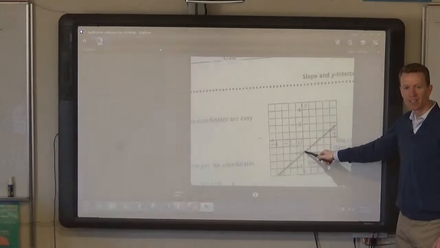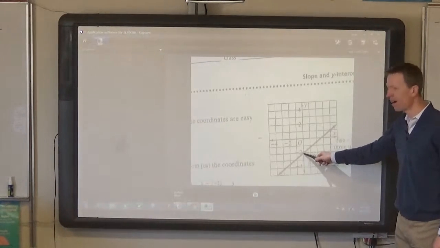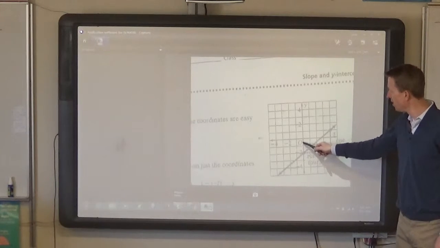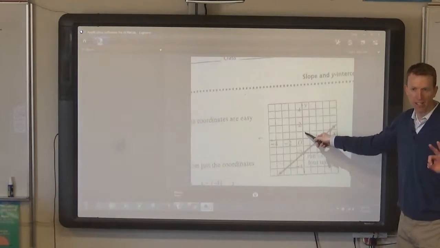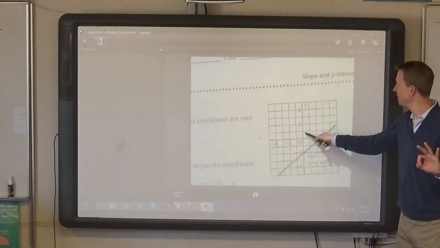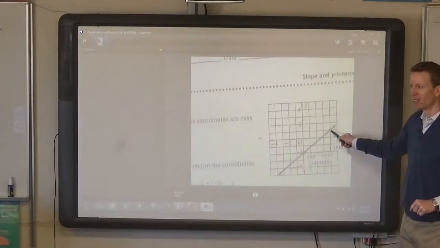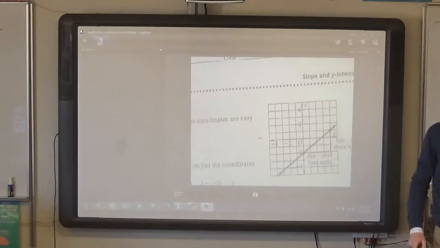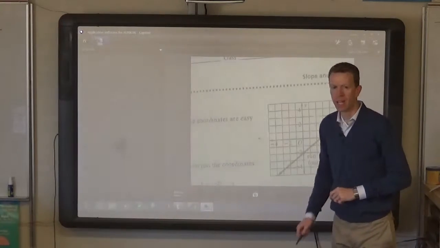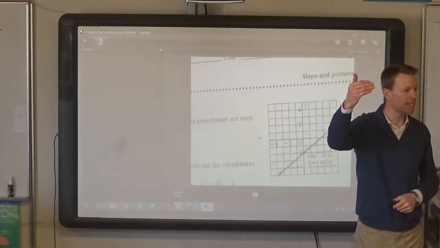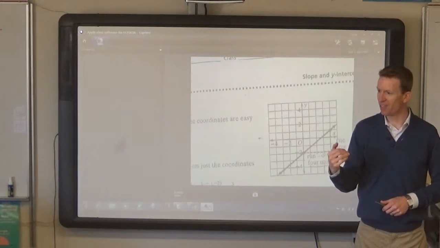From one point, it crosses the y-axis at -2. So from there, count up 1, 2, 3. What is the rise? 3. And the run is 1, 2, 3, 4. The fraction then is 3 over 4. Positive 3 over positive 4. Anytime you're counting up, it's a positive number. Anytime you're counting down, you're counting a negative number.